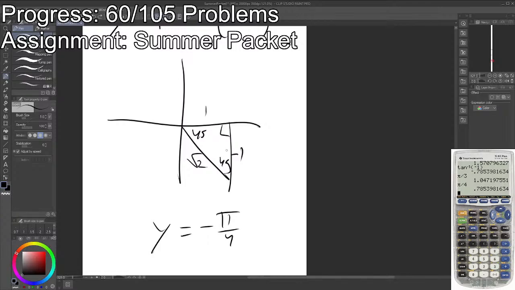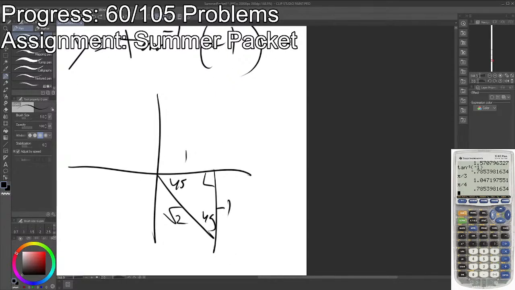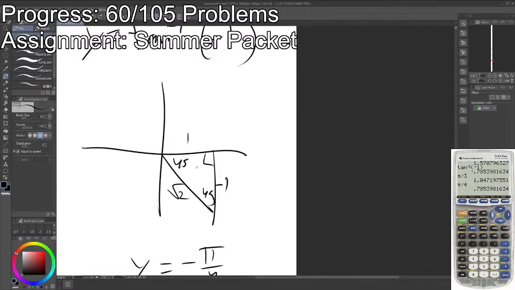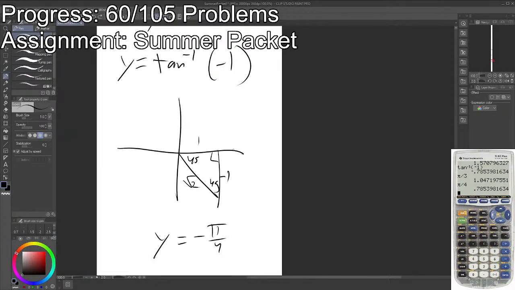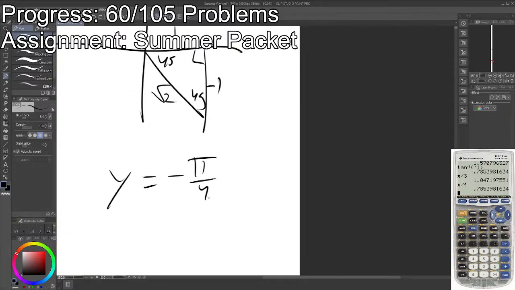Then you draw this, and you have that it's negative 1, so you know you're using the 45, 45, 90, because you can't get negative 1 on the 30, 60, 90. So then you draw this, and then you know it's 45 degrees, which is negative pi over 4. Okay, that makes sense.